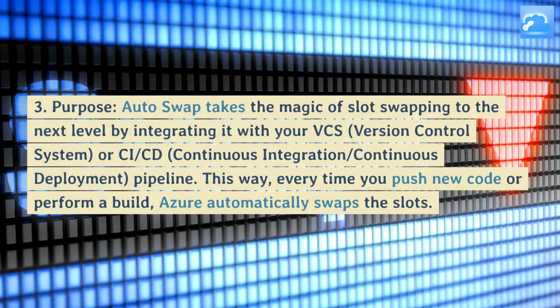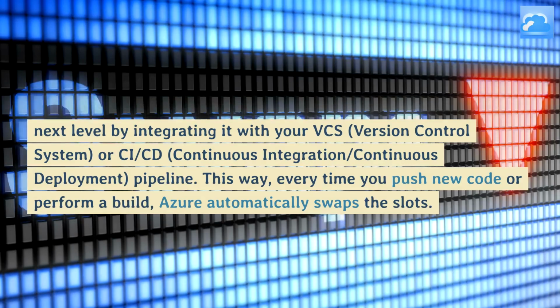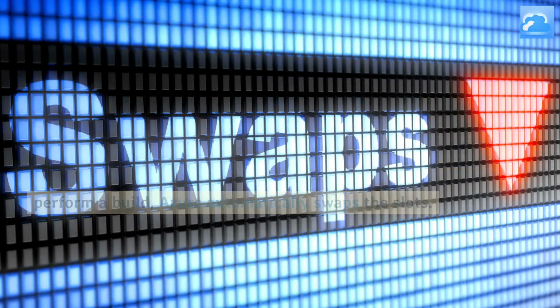3. Purpose. Auto Swap takes the magic of slot swapping to the next level by integrating it with your VCS, version control system, or CI/CD, continuous integration/continuous deployment, pipeline. This way, every time you push new code or perform a build, Azure automatically swaps the slots.